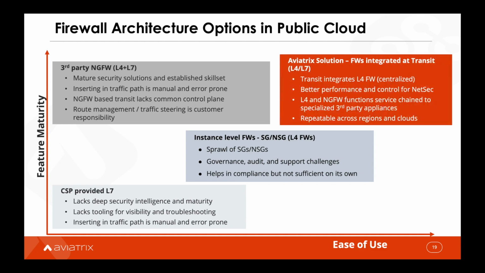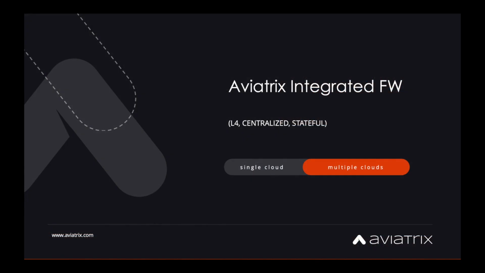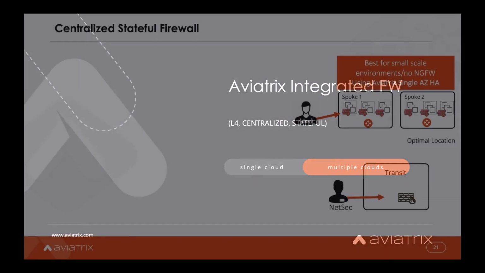The next option is to integrate firewalls into the transit layer. This offers better performance and allows for a policy-based approach. It is an architecture that repeats itself within a region, across regions, and across clouds. Now we'll talk about the Aviatrix integrated firewall solution.